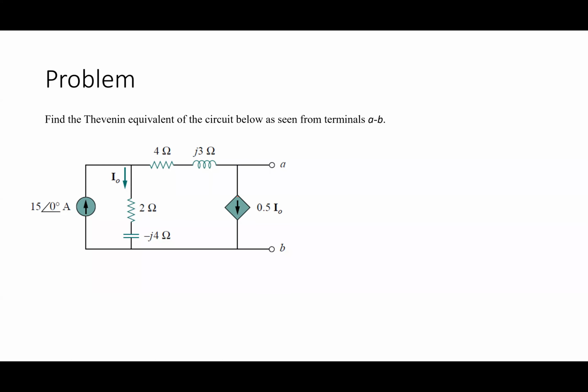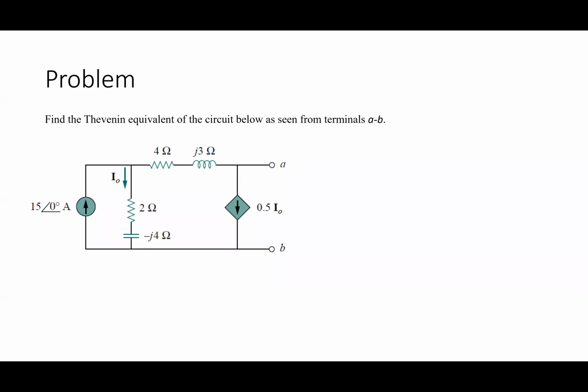The dependent source is always denoted with a squarish thing, a rhombus or something. I don't know what you would call that, but it's a squarish looking thing as opposed to a round one. Independent sources are round. Dependent sources are always kind of squarish.